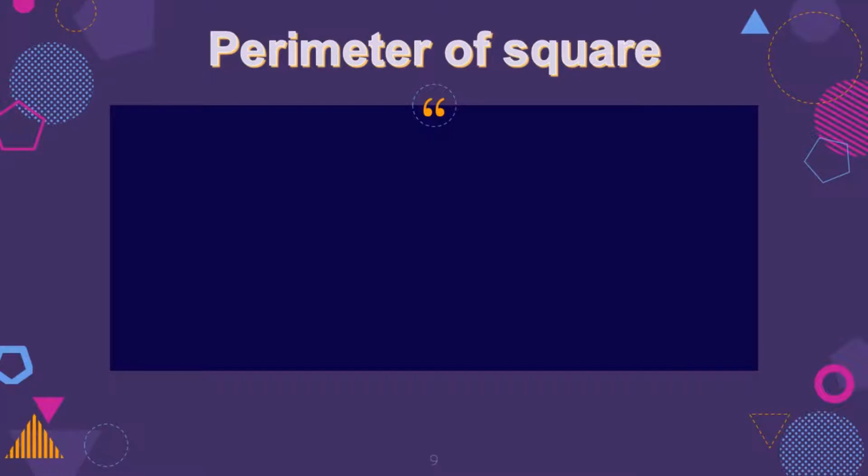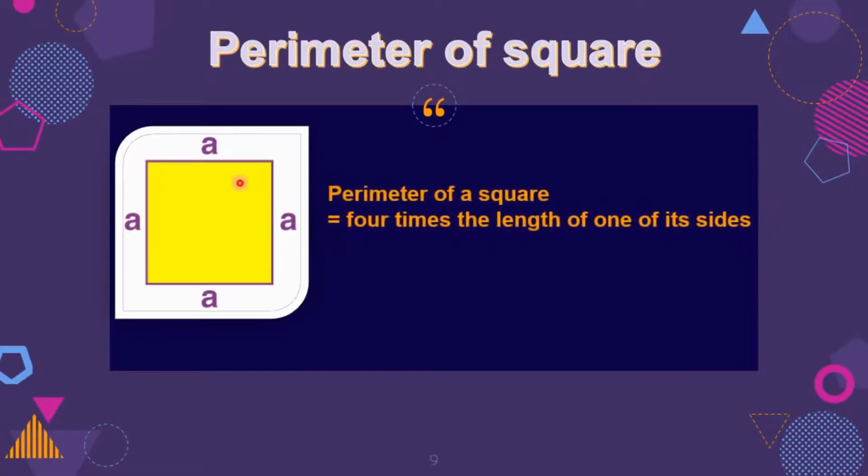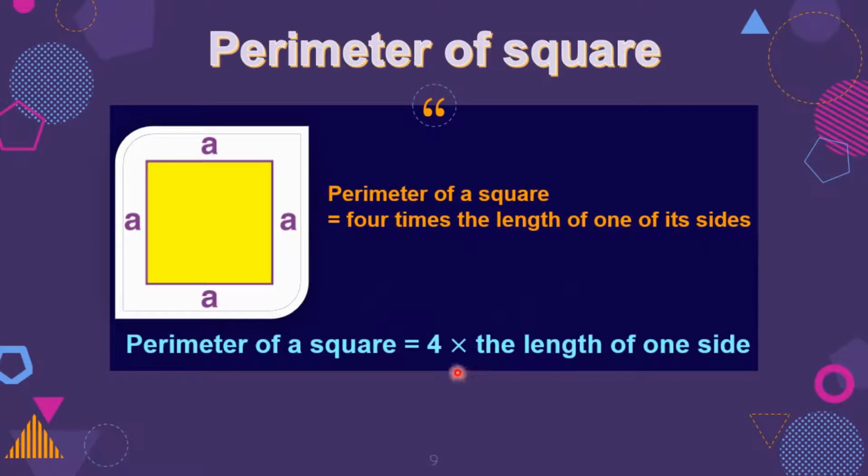Let us learn the formula to find out perimeter of a square. We know that a square has four sides and the length of all the sides of a square are equal. Therefore, the perimeter of a square is equal to 4 times the length of one of its sides. Hence, we write the formula of perimeter of a square is equal to 4 into the length of one side.